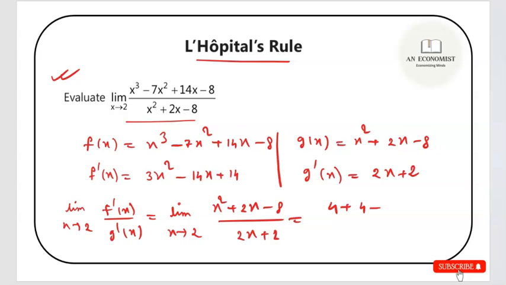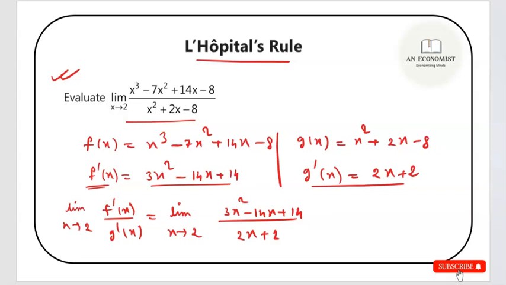Have I made any mistakes? Yeah, I have. Let me check once. Okay, sorry. I have written the expression wrong. Just give me a minute. The numerator will be this, right? F prime x is this, 3x squared minus 14x plus 14, upon the denominator, which is this. Okay. Now put the values.